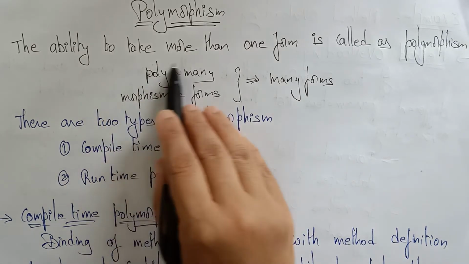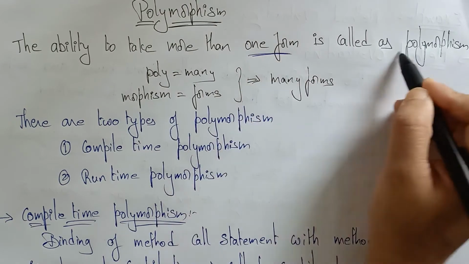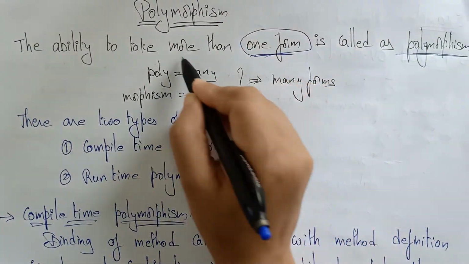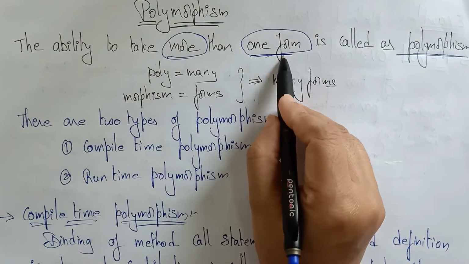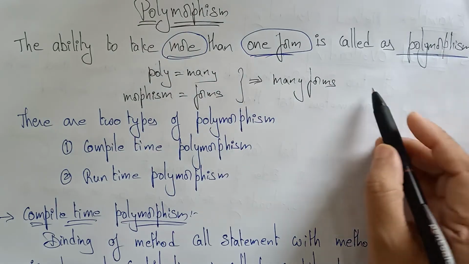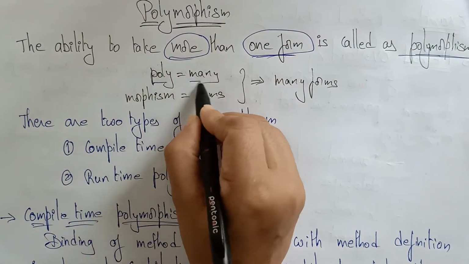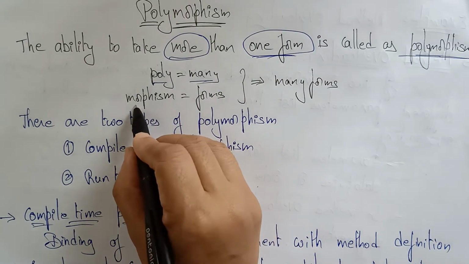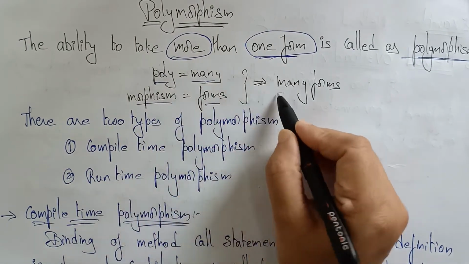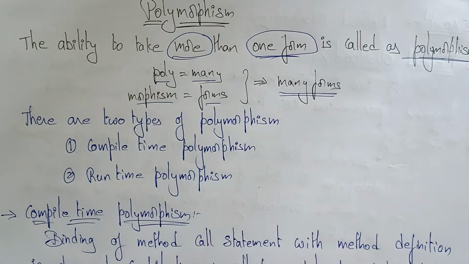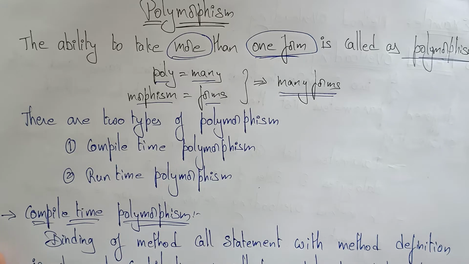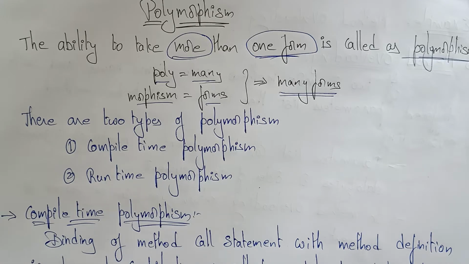The ability to take more than one form is called polymorphism. The word poly means many, and what about the morphism? Forms. So together you call it many forms. So polymorphism is nothing but representing a function in many forms. You call it a polymorphism technique. Whatever function we are writing, that function can be represented in many forms.